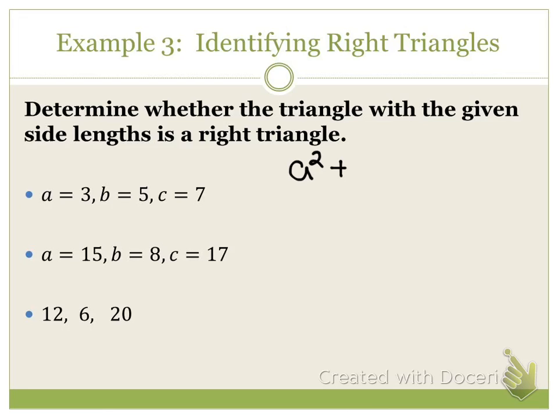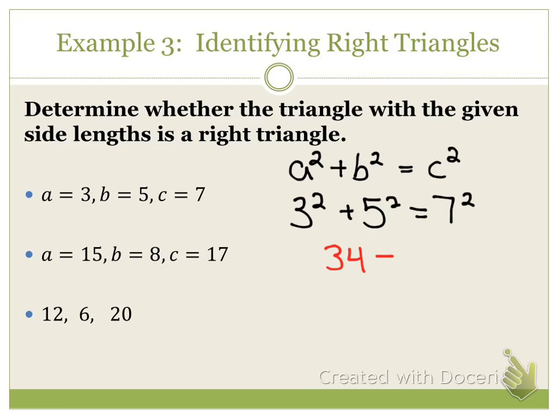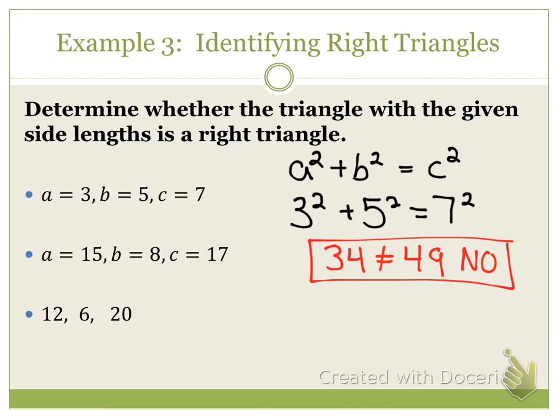So going back to the first one, let's plug in the numbers into the Pythagorean theorem. Again, write out the original formula as your original problem and plug in your numbers. 3 squared plus 5 squared equals 7 squared. Well, what's 9 plus 25? 34. And what's 7 squared? 49. So is it true that 34 equals 49? No. So this one does not form a right triangle because the Pythagorean theorem did not work for those dimensions.